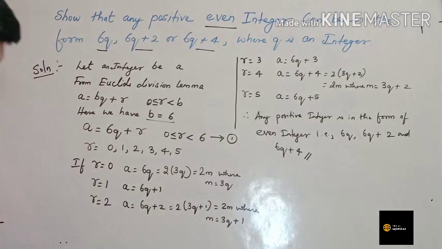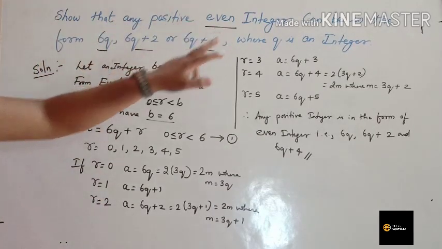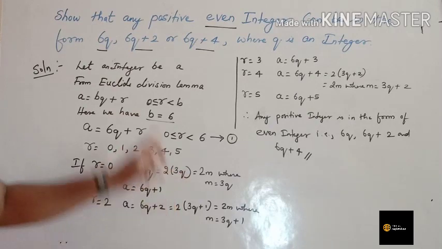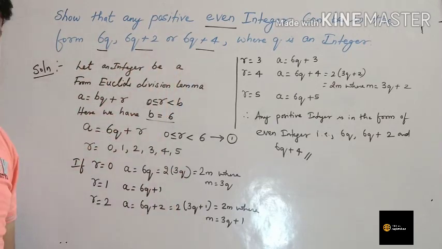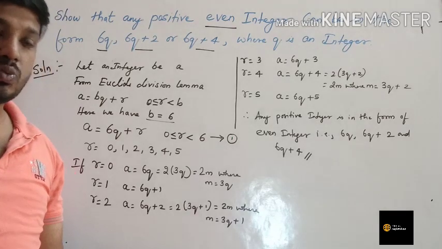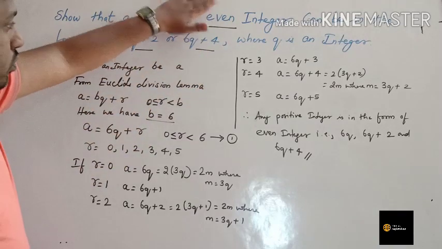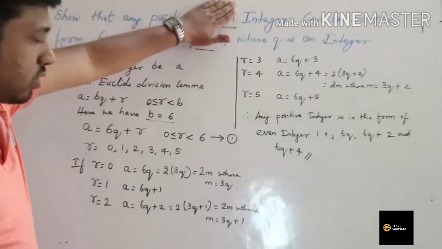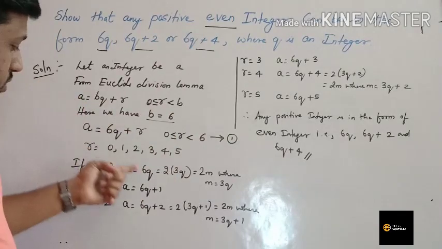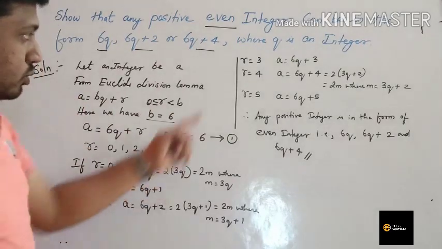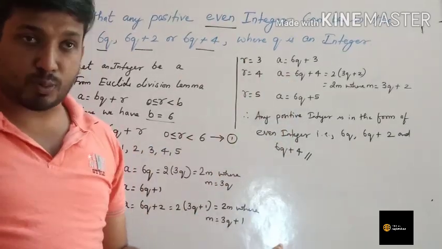Okay, we have proved that any positive even integer will be in the form of 6q, 6q plus 2 and 6q plus 4. This is the answer. This way we can take different things and solve. The same question they can ask for only positive integers. So all the things are positive integers, right? You can take 6q, 6q plus 1, 6q plus 2, 6q plus 3, 6q plus 5 and 6q plus 4. Everything is a positive integer.